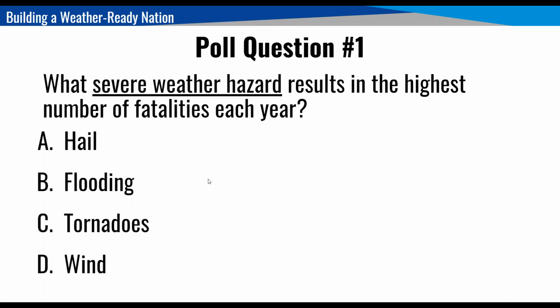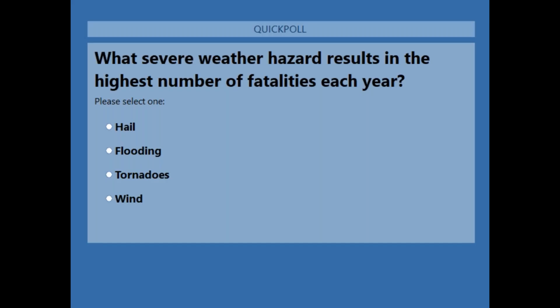So that brings us to our first poll question. Mark will be launching that poll for everybody to answer. This will be the question that you will see pop up in your browser now, with the opportunity to answer. What severe weather hazard results in the highest number of fatalities each year? Is it A, hail, B, flooding, C, tornadoes, or D, wind? I'll give it 20 to 30 seconds for some answers to come in.